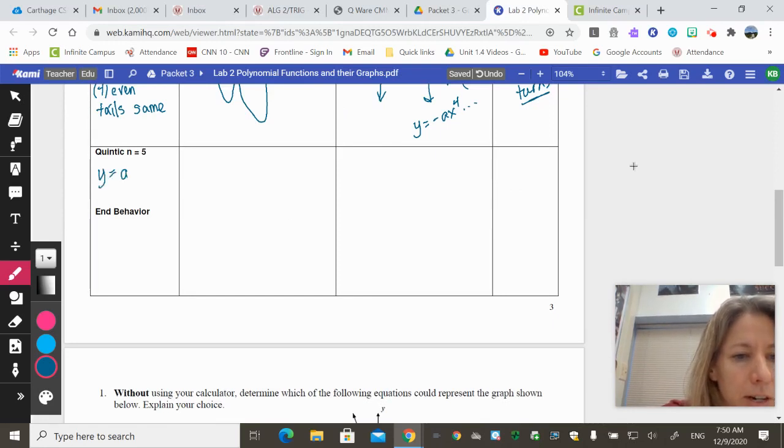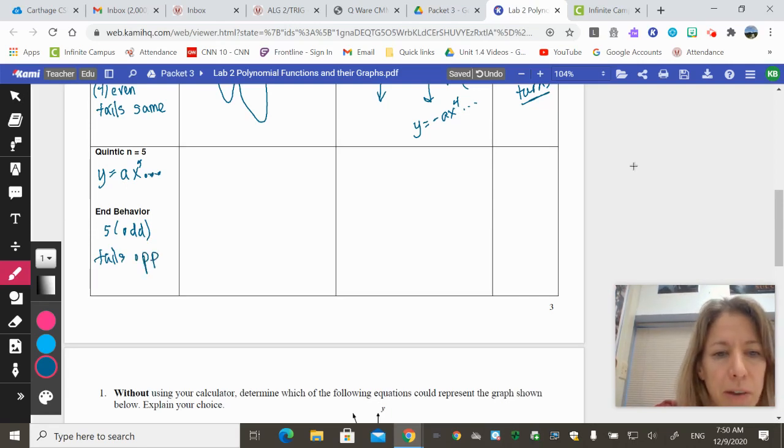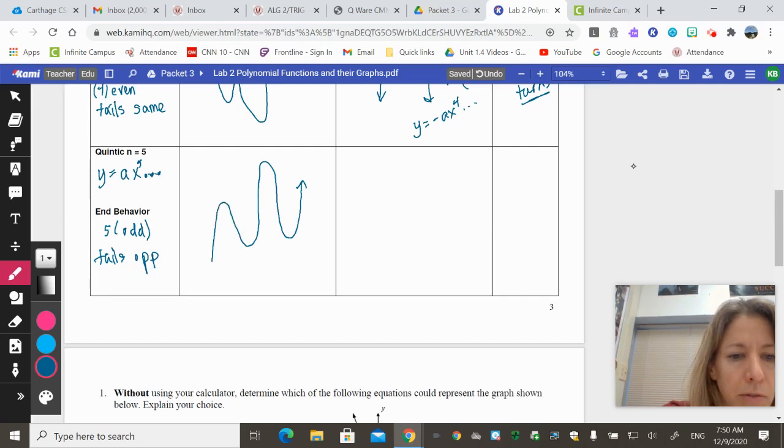So if I wanted to start a general equation, it'd look like that. The end behavior, since 5 is an odd number, tails are going to be opposite. And to know which tail is up or down, we have to look at the lead coefficient. So for the first column, the lead coefficient is positive, so the right tail would be up, and we have 4 potential turns. So 1, 2, 3, 4. Okay, so this would be an example of y equals a positive ax to the 5th.